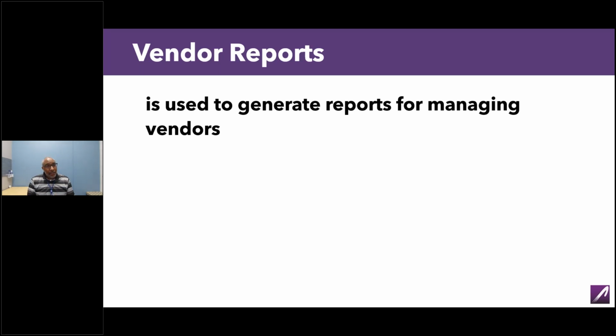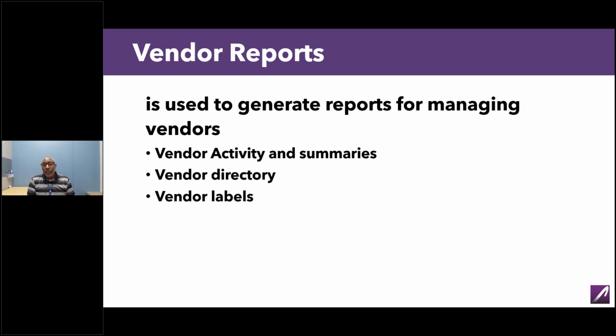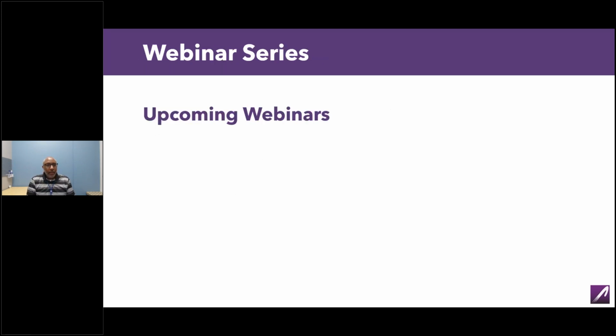Okay. I did have the vendor reports listed. You guys can let me know. Vendor reports are pretty straightforward, so I don't think we necessarily need to go through those, but if you like, I can, or if there's just one of the three that you'd want me to show you: vendor activity and summaries, vendor directory, vendor labels.